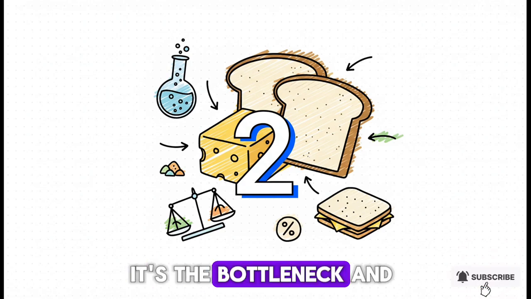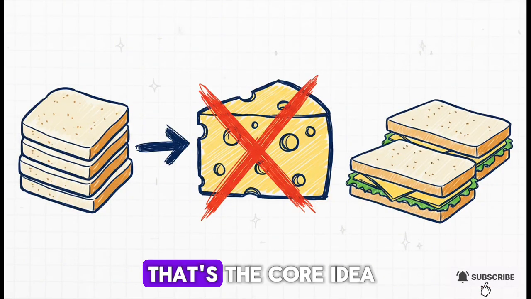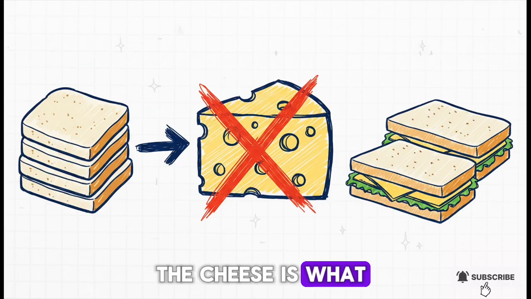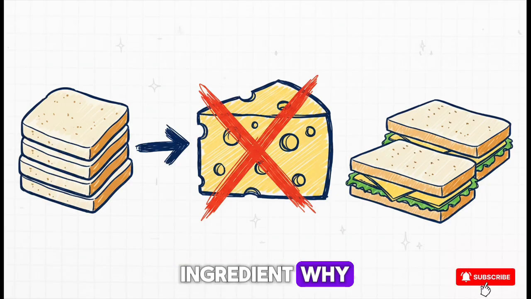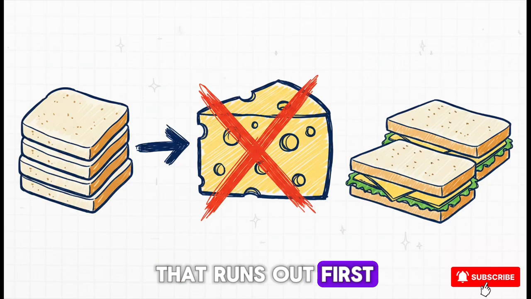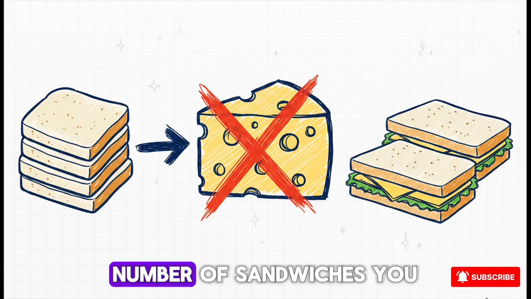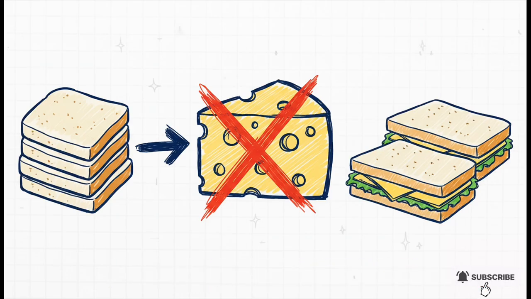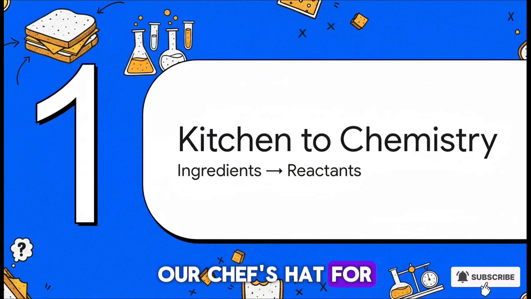It's the bottleneck. And that right there, that's the core idea. The cheese is what we call our limiting ingredient. Why? Because it's the one that runs out first, and it's the one that dictates the total number of sandwiches you can possibly make. Okay, so let's swap our chef's hat for some lab goggles.